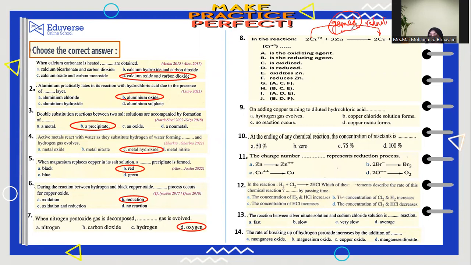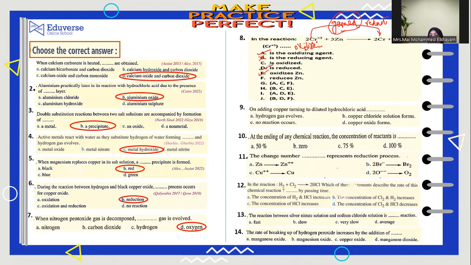Reduction process. So this one is the oxidizing agent. Now let's see, is it the oxidizing agent? Yes, it is the oxidizing agent. It is not the reducing agent. Is it oxidized? No, it's not oxidized. It is reduced. Is it reduced? Yes. Does it oxidize zinc? Yes, because it's an oxidizing agent, so it oxidizes zinc.